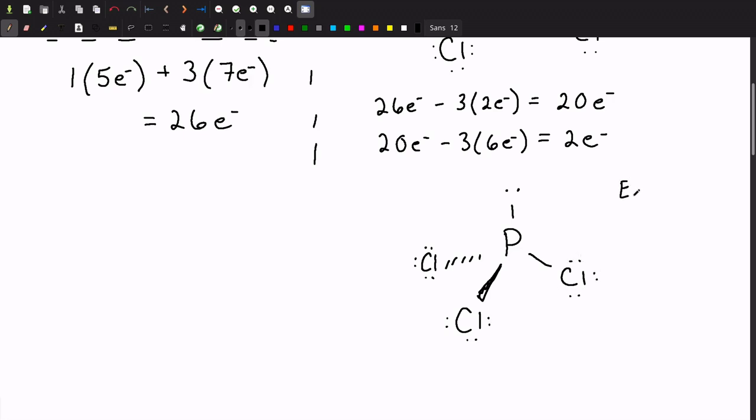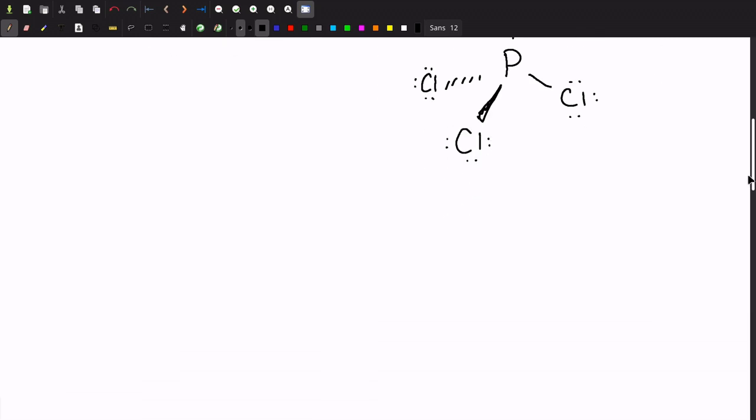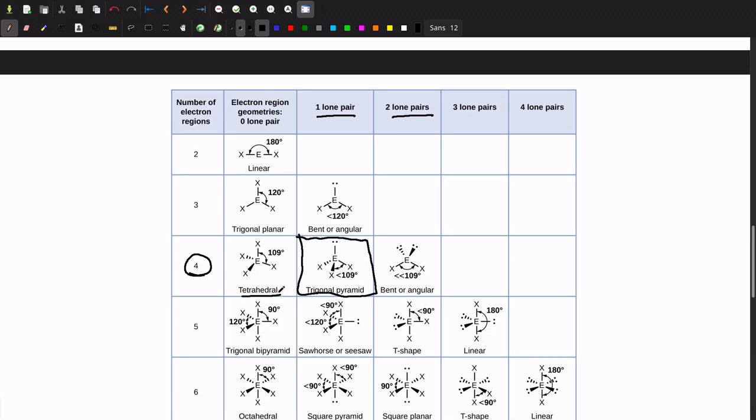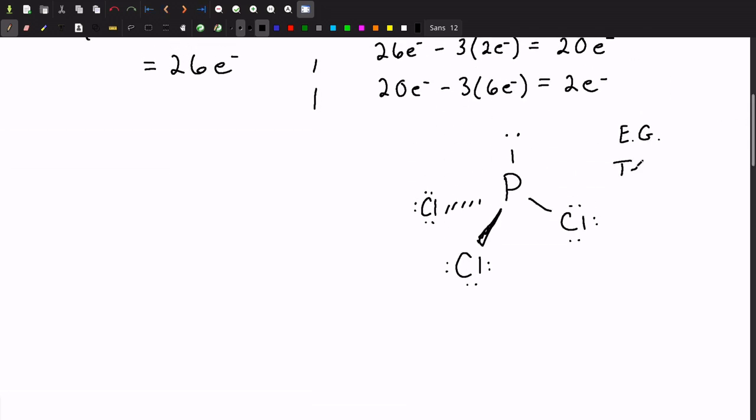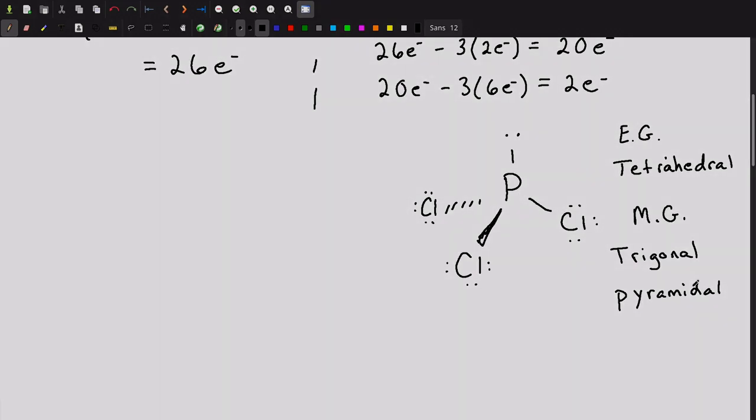We need to identify the electron geometry. That is going to be the first one here, tetrahedral. And the molecular geometry is going to be trigonal pyramidal. Which, if we think of these 3 here making like a triangle, each one is connected to the phosphorus. There's like a triangular base on a pyramid, so trigonal pyramidal.